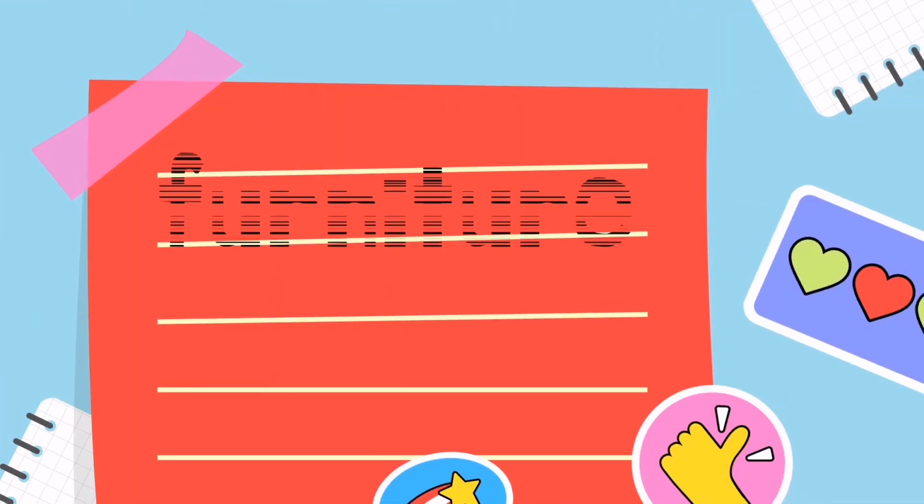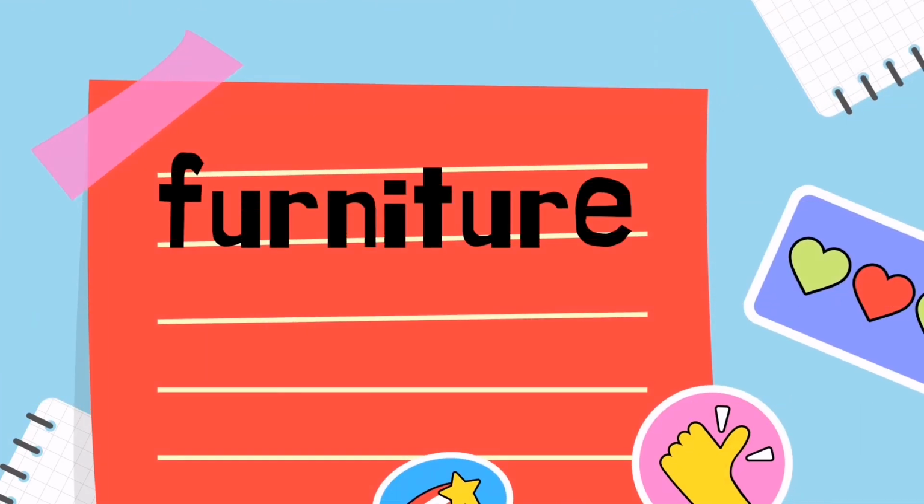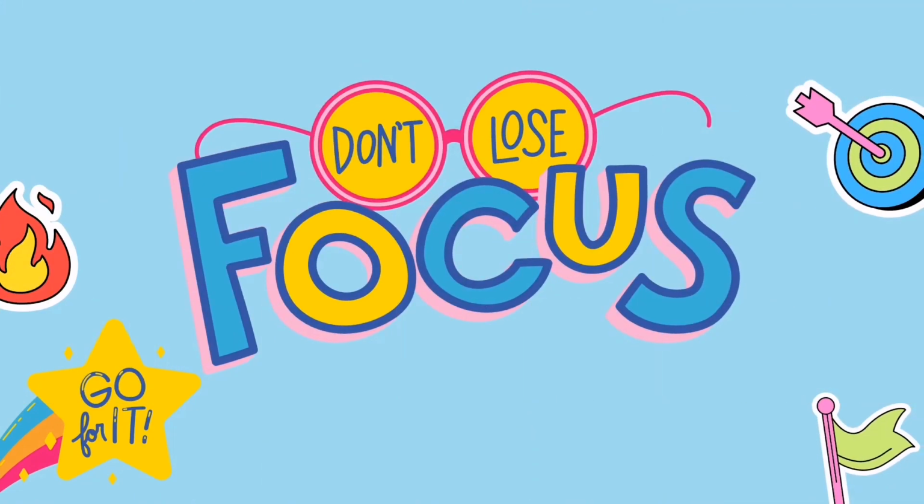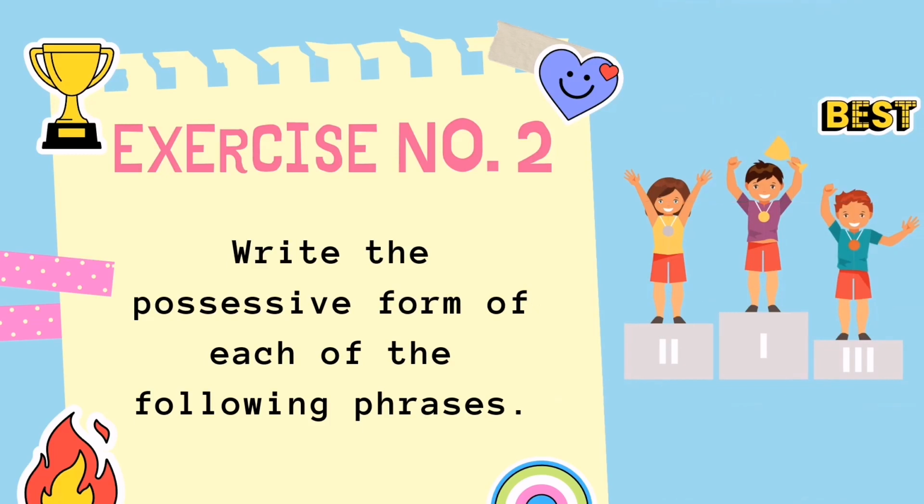And the last word is furniture. Furniture is an example of a mass noun. Okay, well done. Okay, let's proceed to exercise number 2.